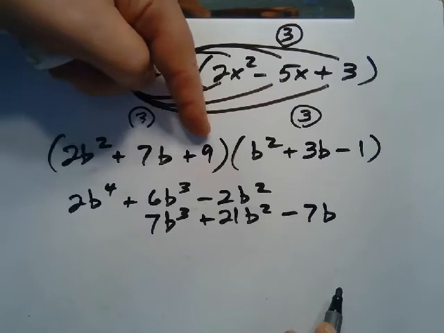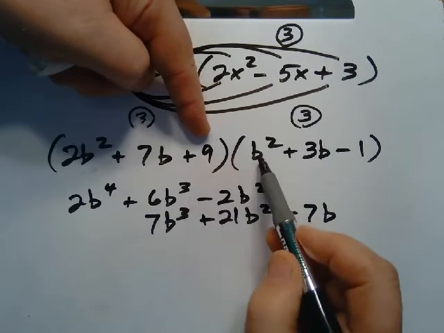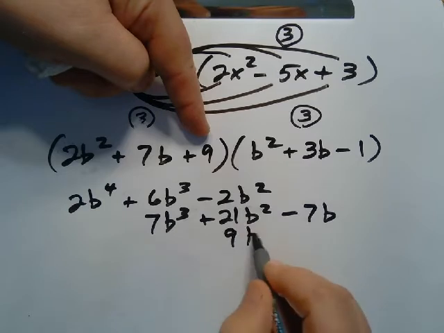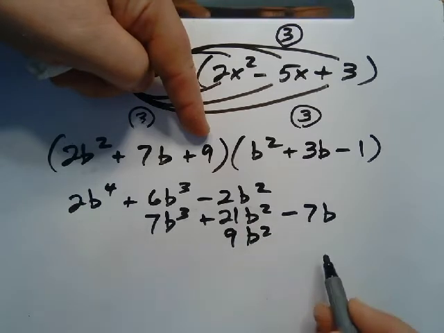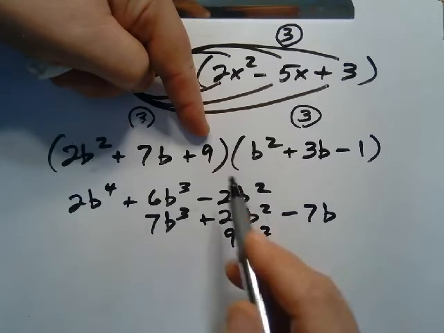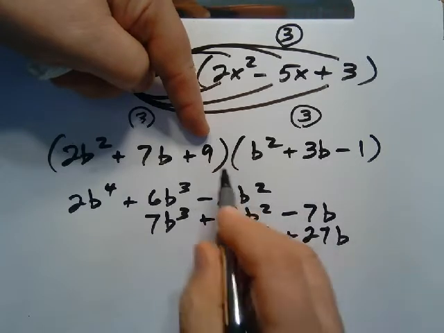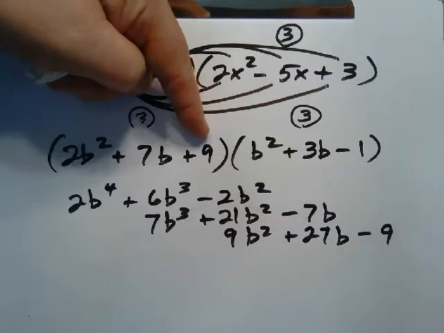Now we're going to move with the finger to the next one. 9 times b squared is 9b squared. Well, where's it going to go? It's going to go in the b squared column. And again, you'll notice we're staggering this as we go across here. 9 times 3b is 27b. And 9 times negative 1 is negative 9.